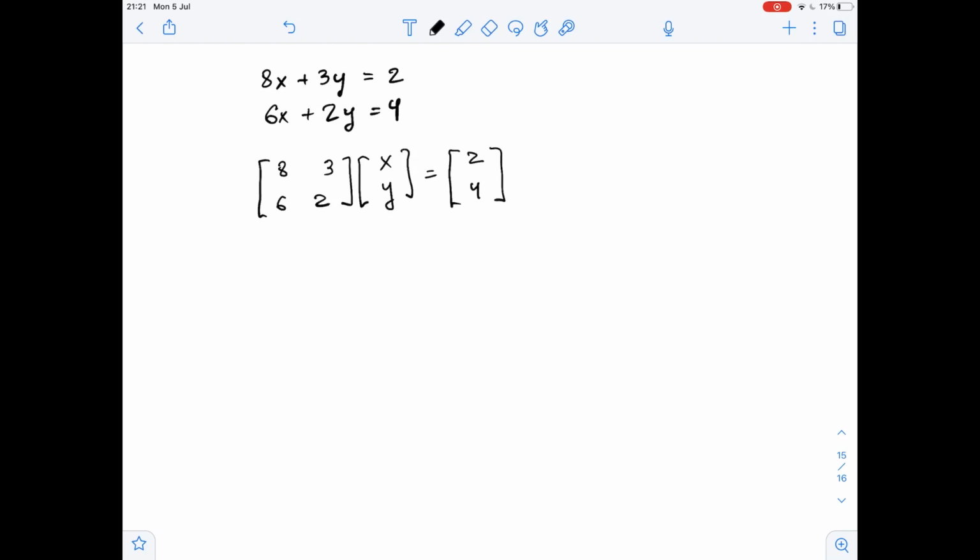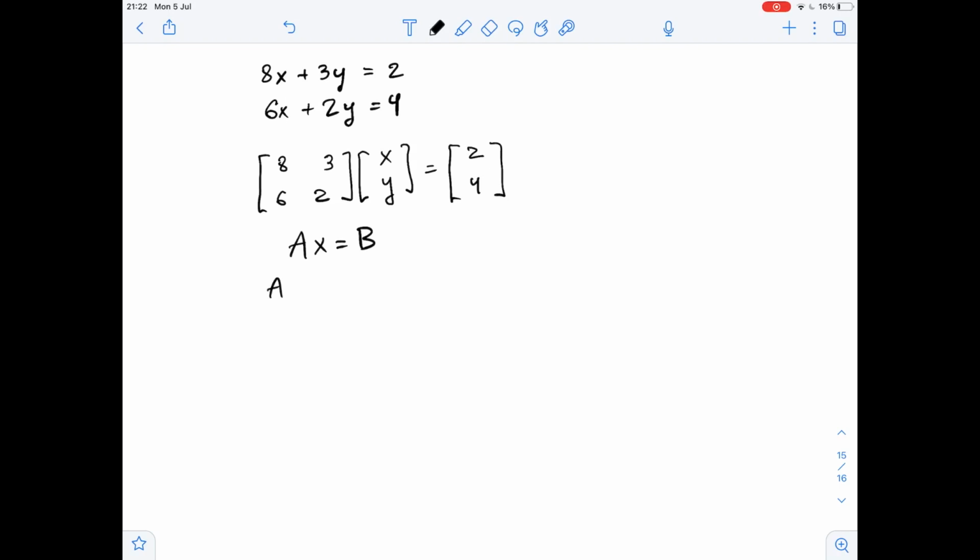So if AX equals B, so matrix A times matrix X equals matrix B, where A, X, and B are matrices, then we can multiply by A inverse to find X. If we multiply both sides of our equation by A inverse, we get A inverse times A times X equals A inverse times B. Since A inverse times A equals the identity matrix, so it's basically 1, X equals A inverse times B. So in order to find X, we just need to multiply A inverse by matrix B.